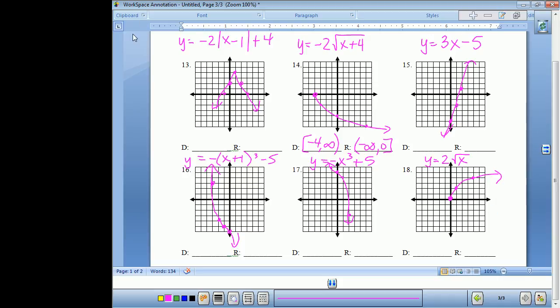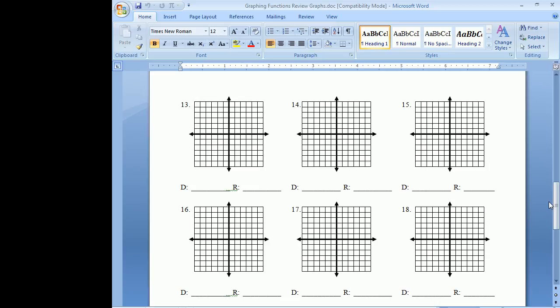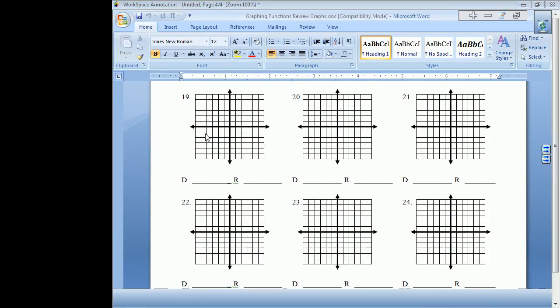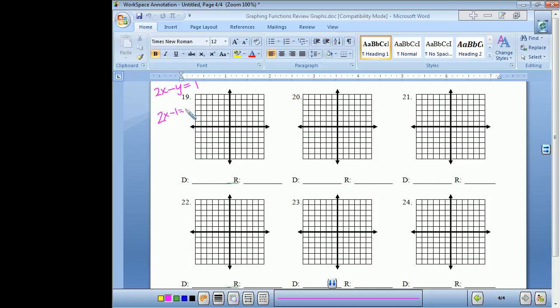All right, let's take a look at those last 6. Okay, so number 19 is another line. 2x minus y equals 1. If we move the y to the right and the 1 to the left, we get 2x minus 1 equals y. Now we're in slope-intercept form. And we do rise over run, and we have our line. Once again, you won't have a line tomorrow, but we should be champs with lines.